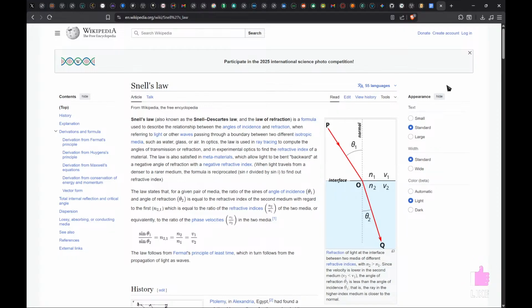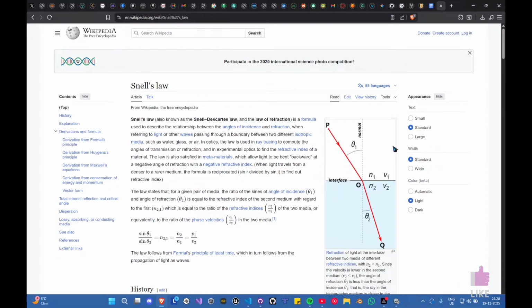Sine theta 1 divided by sine theta 2 equal to n2,1, which is equal to n2 by n1, which is equal to v2 by v1. All right. Code. Let me write the code as well.